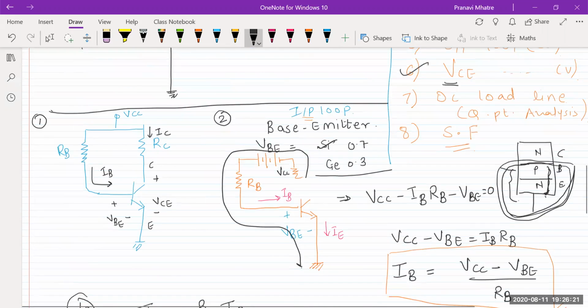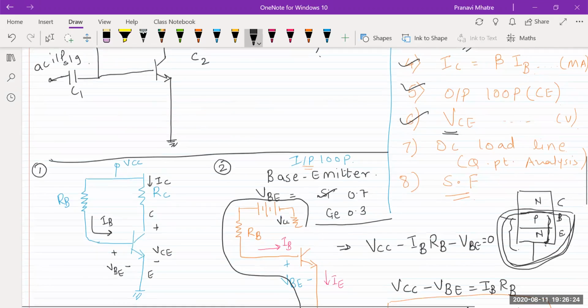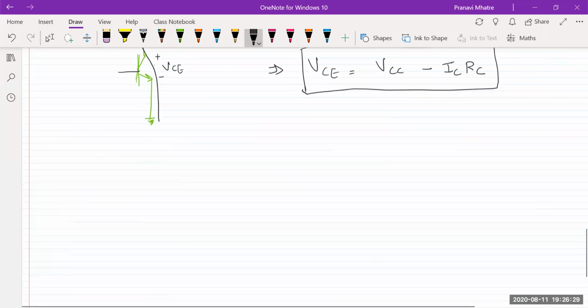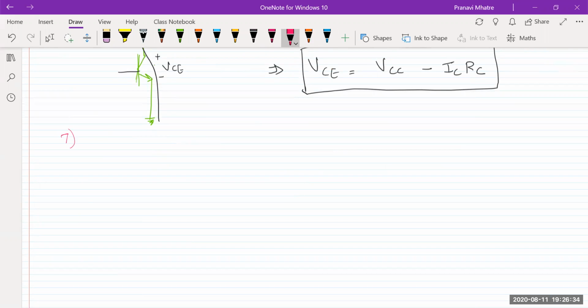After the fifth point, your sixth point says VCE calculation, and seventh point says DC load line. So now I am starting with the DC load line. DC load line is plotted on the output characteristics of the transistor, where you have VCE on one axis and IC on another axis. For this, you are going to consider VCE is equal to VCC minus ICRC expression.